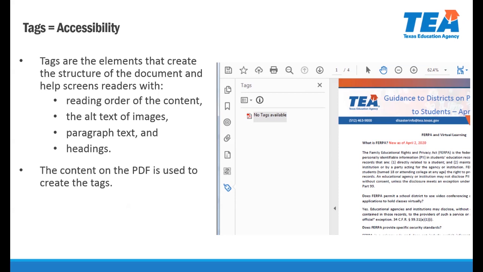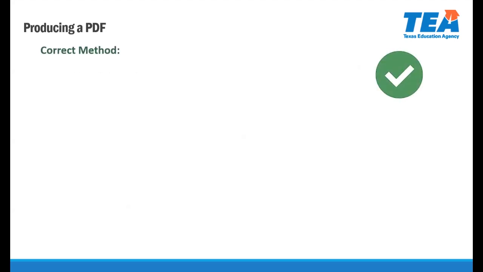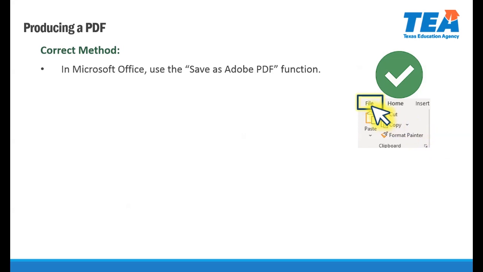If no tags are present, it does not mean the PDF will not have content. It will only mean screen readers will not be able to read the content. Having tags on your document depends on how the native file was exported to PDF. There are many ways to export to a PDF. The correct method usually involves saving the document to a PDF. In Microsoft Office, use the Save As Adobe PDF function.